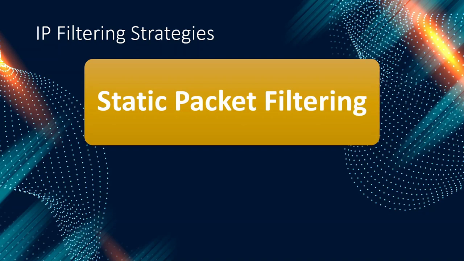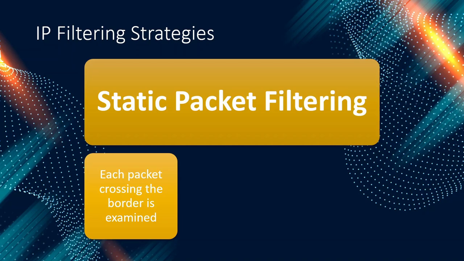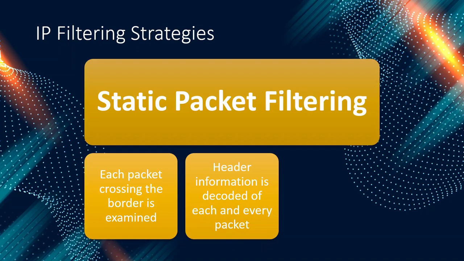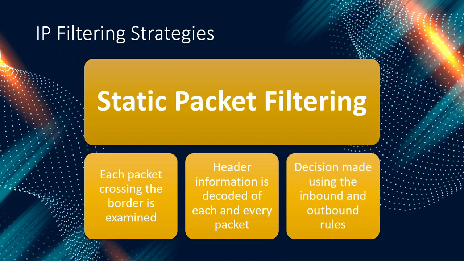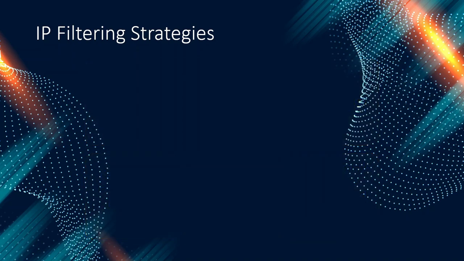Next is static packet filtering. In static packet filtering, each packet that crosses the border between the internal network, that is the intranet, and the external network, that is the extranet or internet, is examined. The static packet filter examines the header information of each packet to identify parameters such as protocol ID, source and destination IP, port numbers, router interface, and whether packets are incoming or outgoing. These parameters are examined and then the decision of forwarding or dropping the packet is made, following a fixed set of inbound and outbound rules.